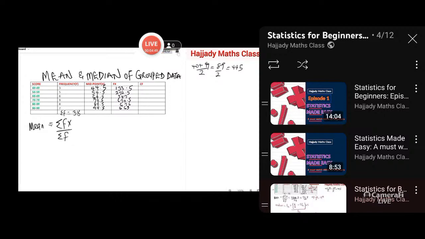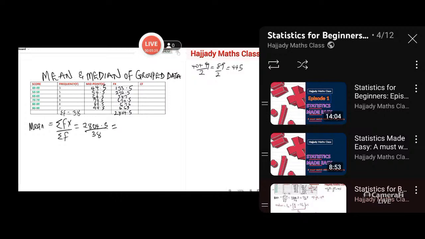the summation of our fx, this plus this, plus this, plus this, in total is going to give us 2,804.5. So this is our fx, this is going to stand for our summation fx. So calculating the mean here, we have that our summation fx, which is 2,804.5, divided by our summation f, which is 38.